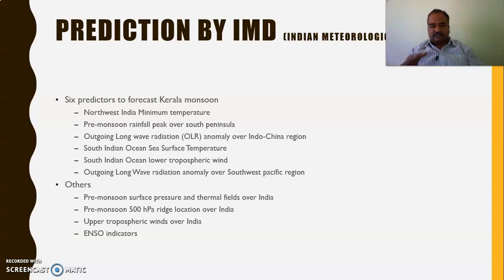These are the 6 predictors they use to forecast the Kerala monsoon, or what we call the southwest monsoon, because our Kharif season or Vanakalam season basically depends upon this Kerala monsoon. These are the 6 important factors, and the bottom 4 factors are also employed by the IMD to forecast the Kerala monsoon. You can go through all these things.